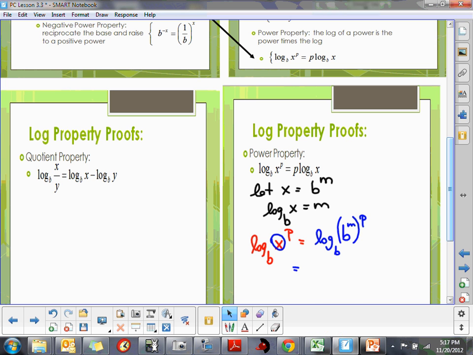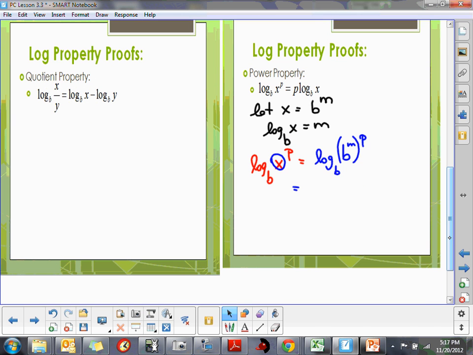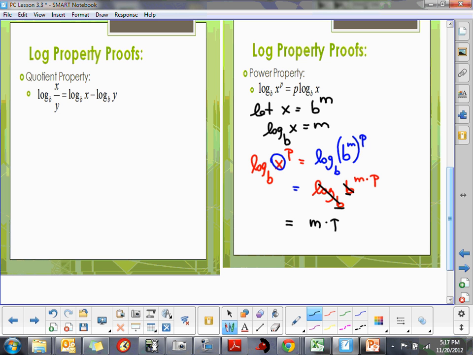Now, according to our exponent rules, whenever we take a power raised to a power, such as we have here, it's the same thing as log base b of b to the m times p. Then we can use our inverse of logarithm property. So the log base b followed immediately by an exponential of base b, these are inverses, and they simplify or reduce, and we've got m times p.